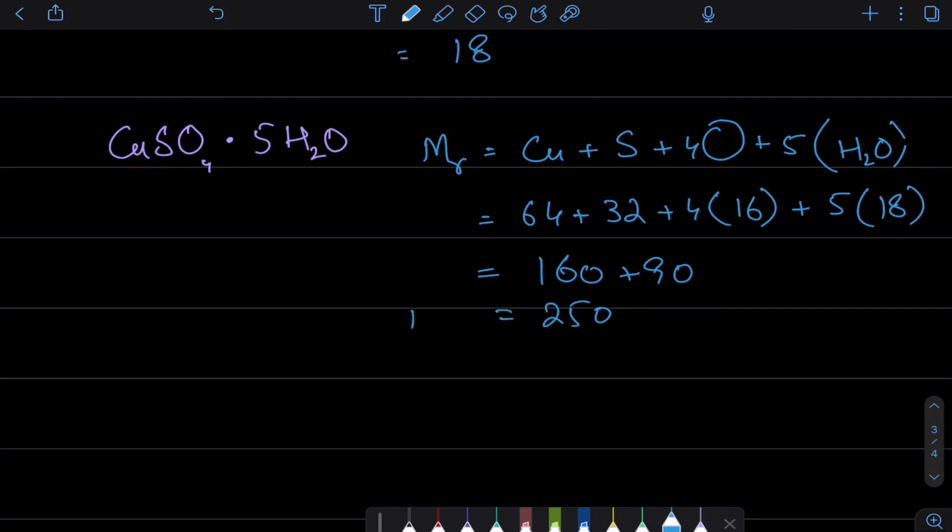So that is the relative formula mass. I will not call it molecular mass. This is relative formula mass because this is giant structure. This is ionic bonding. Okay. So that's 250. Now we use MR to figure out something called percentage by mass.